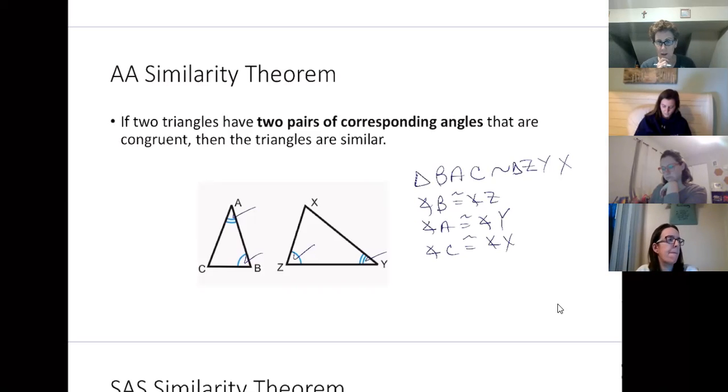Okay, so you see you have a different kind of relationship there. Between the angles, you have congruency. Between the triangles, you have similarity. And between the sides, you're going to have equal proportions.